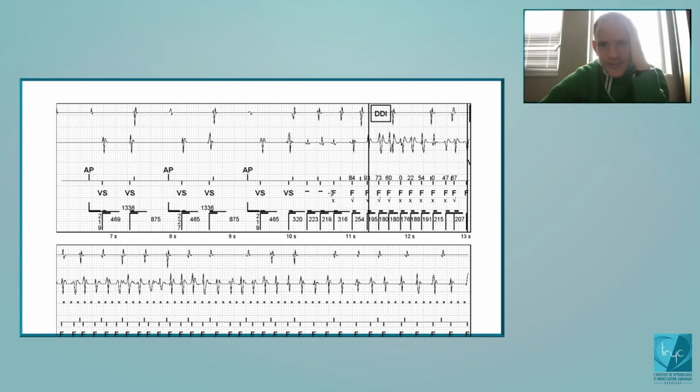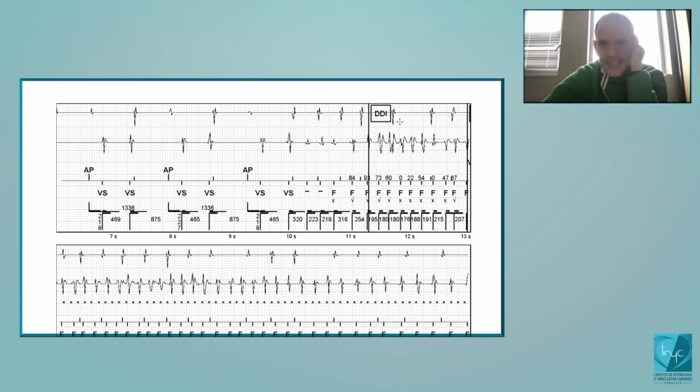Yes, the VF counter for every cycle will be incremented, and I will explain on the next tracing how it will work. But you see, the VF counter is going to be 1, 2, 3, 4, 5, 6, 7, 8, 9, 10, 11, 12. And here, it's not seen on the tracing, but what is written here is VF detection. Okay, so the detection of an episode of VF.